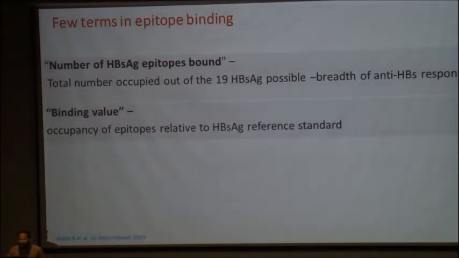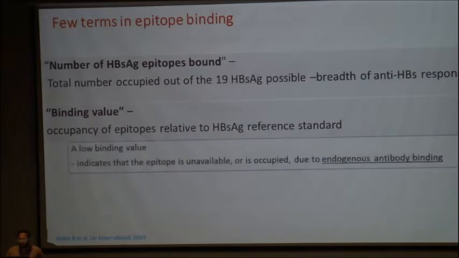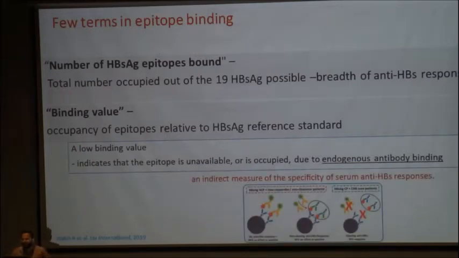And the next term is binding value. Binding value is the occupancy of the epitopes relative to the standard HBsAg reference, like how many epitopes are occupied by the anti-HBs. A low binding value means the epitope is unavailable and the host antibodies are holding on to the epitopes, and thus it is an indirect measure of specificity of the anti-HBs response on the HBsAg.